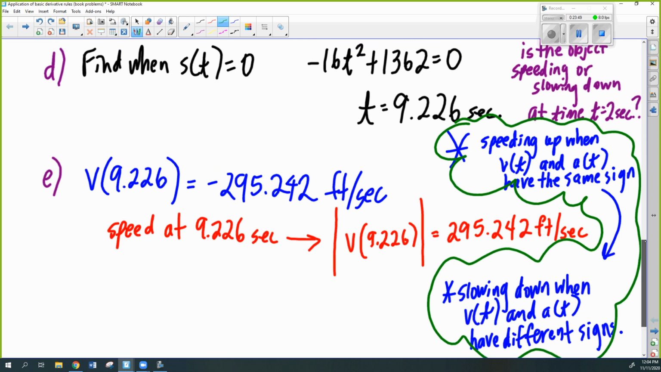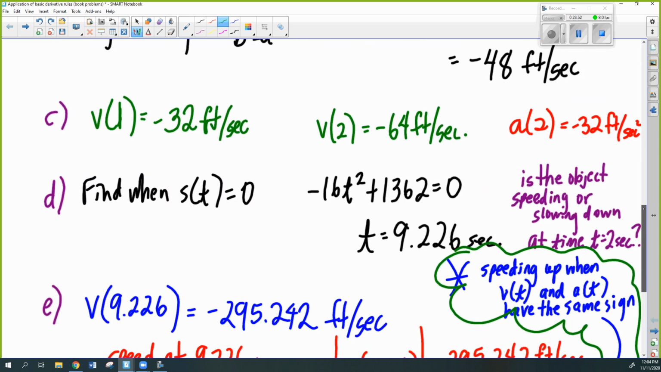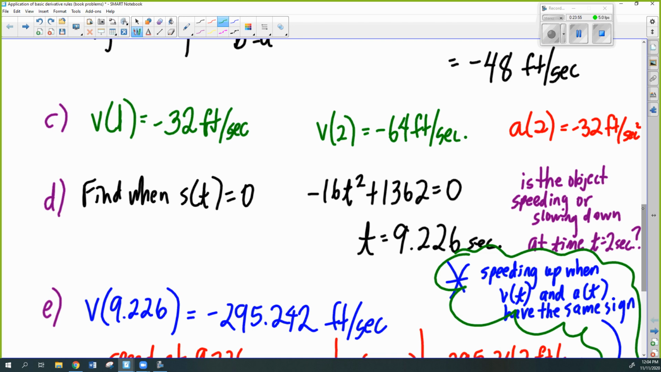All right, so now let's go back up. And I want to know, is the object speeding up or slowing down at time 2? Speeding up. Because they have the same sign. It doesn't matter that they're both negative. You really only have to check the velocity because the acceleration doesn't change. Right, well, if it was some other function that wasn't based on gravity, you could still tell if something's speeding up or slowing down by comparing those two values.